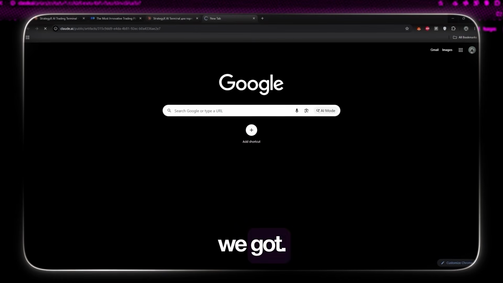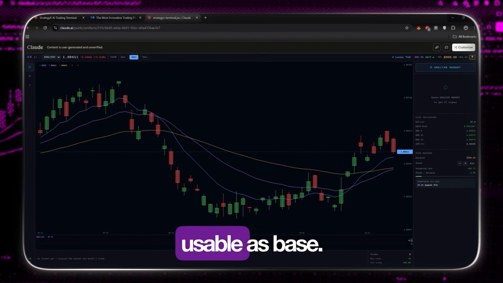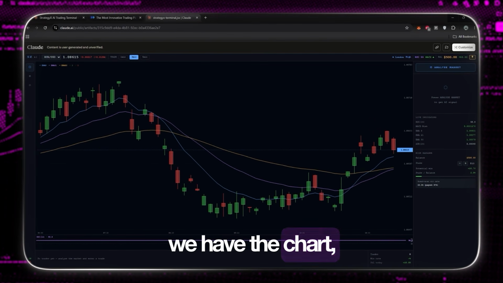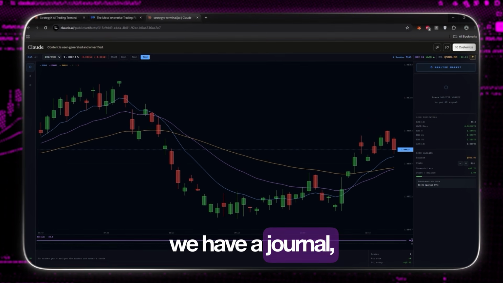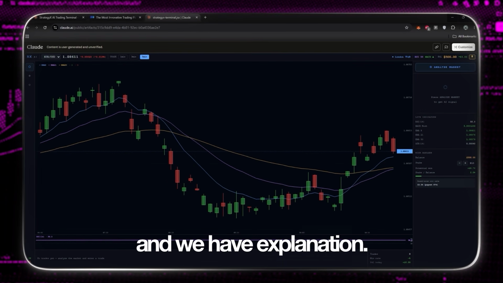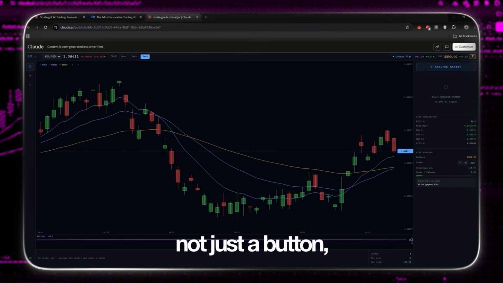All right, and here's what we got: a real trading window, not perfect yet, not final, but already a usable base. We have the chart, we have signals, we have indicators, we have risk control, we have a journal, we have strategy selection, and we have explanation. This is how a trading robot should look, not just a button, a system.